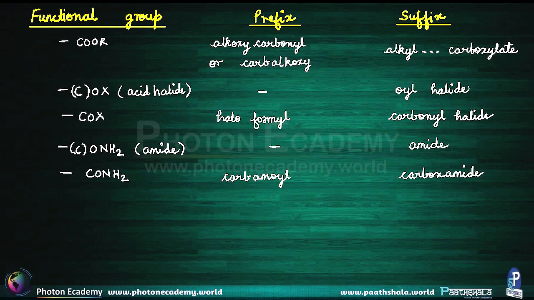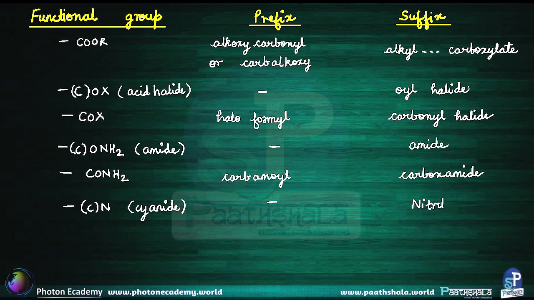Next, if we have C triple bond N, that is cyanide, present, then we have no prefix for this, but the suffix will be nitrile. Moving on, if we have CN as a whole present, then the prefix is cyano and the suffix is carbonitrile.